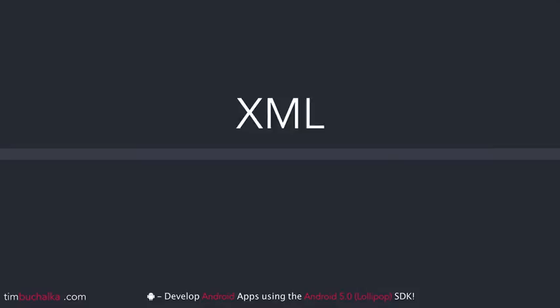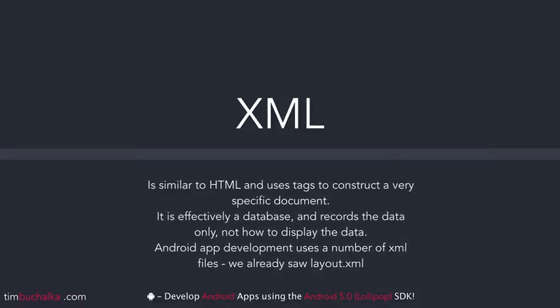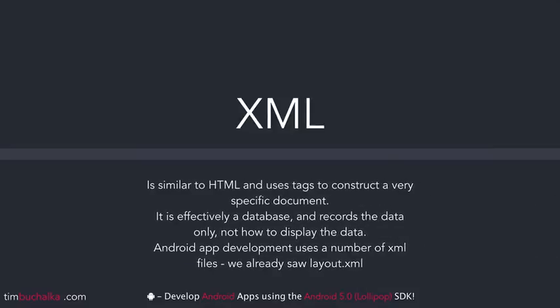Okay, so HTML is all very well and good, but what about XML? Well, XML is similar to HTML and uses tags in a similar way, but it uses them to construct a very specific document. Think of XML at a high level as effectively a database, and it records the data only, not how to display the data. Now, Android app development uses a number of XML files. In previous videos, you already saw the layout.xml, which was one example of an XML file that's used within Eclipse.